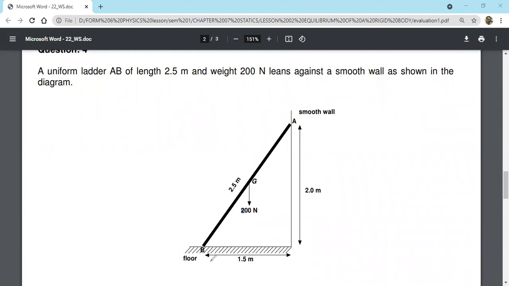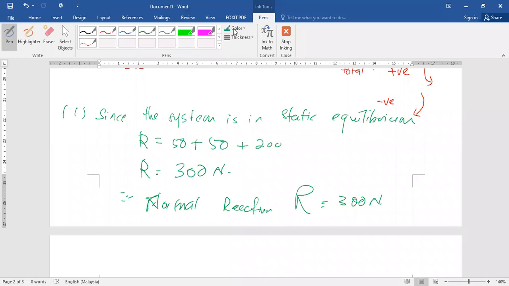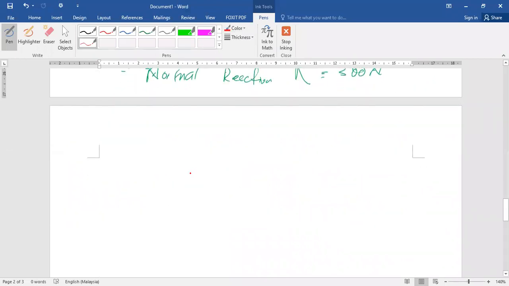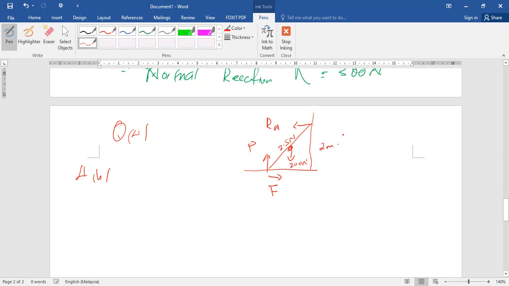we go to the words file. Let's say question. For A already, right? Okay, now for B. It is 200 Newton, where this is the RA, and this will be, let's say, P, and this will be the frictional force F. The length of 2.5, and this is 2 meter height.